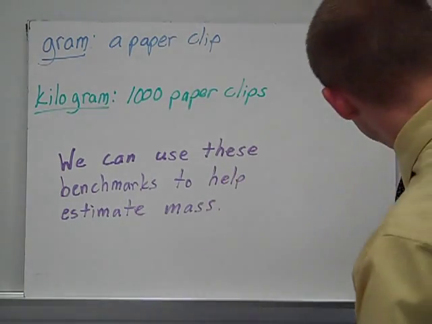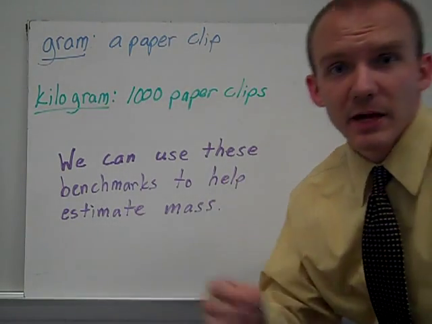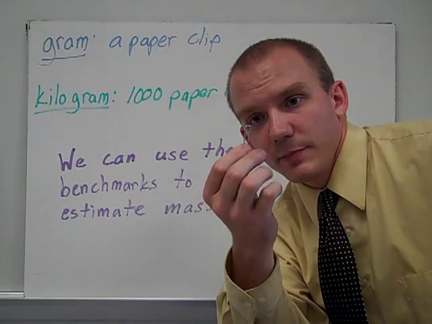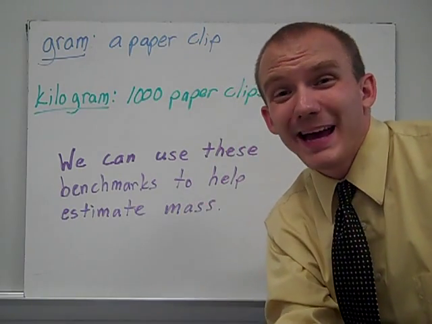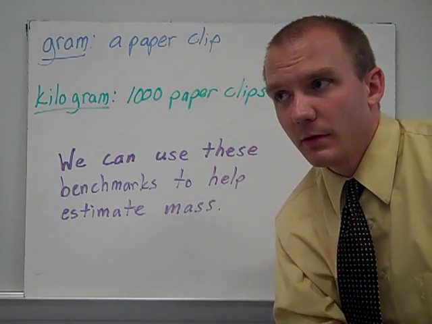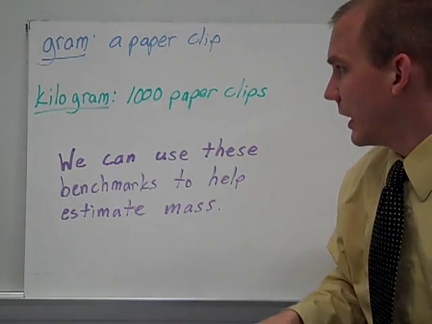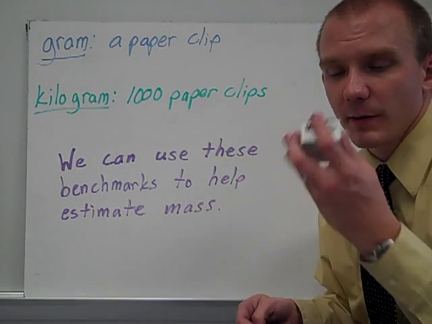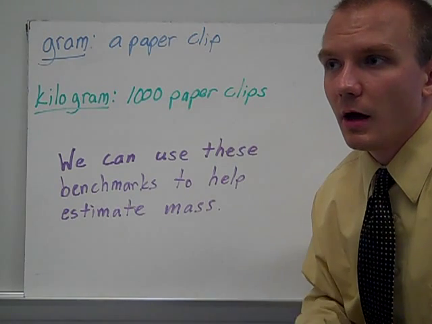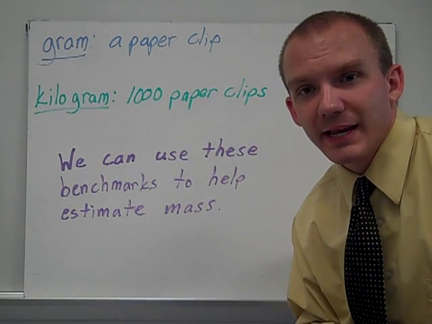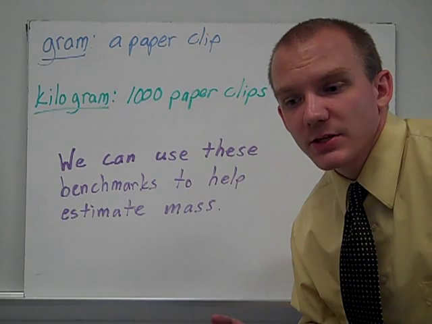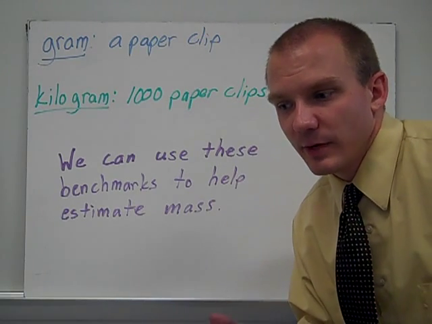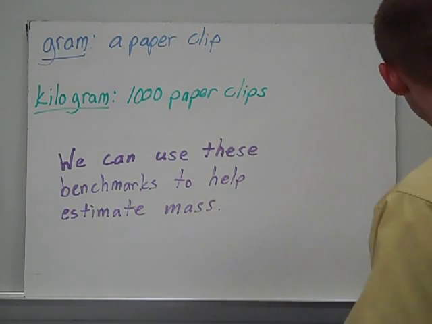So a gram is about a paperclip. The size of a paperclip is about the weight of 1 gram, or the mass of 1 gram. Okay, but so then a kilogram would be 1,000 paperclips. So if you think of a box of paperclips, that box might have 100 paperclips in it. So you would need 10 boxes of paperclips to get a kilogram.